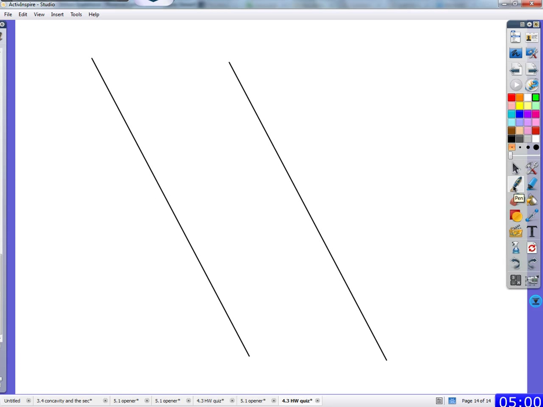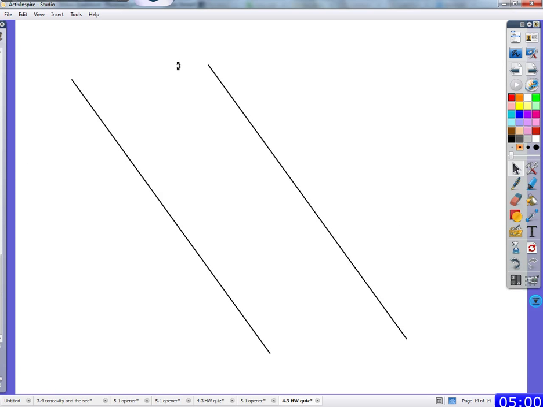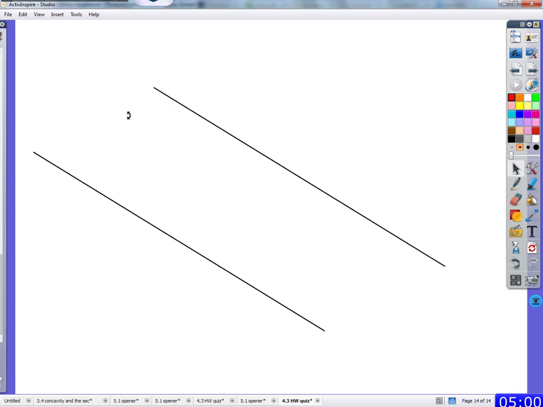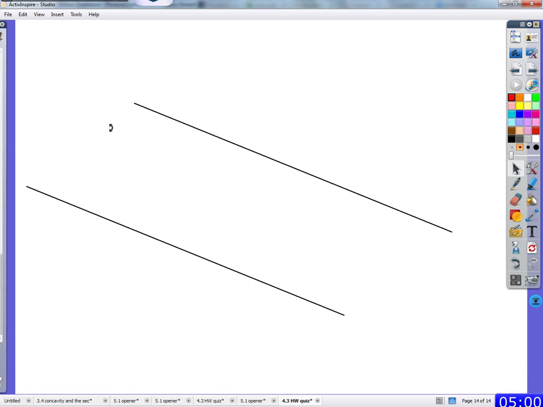Lines are parallel. Yeah, these two lines are parallel. And I can take these two parallel lines and move them around. But no matter where I put them, whether they're like this or like this, if they're going to be parallel, well, first of all, what does it mean for two lines to be parallel? They'll never intersect.